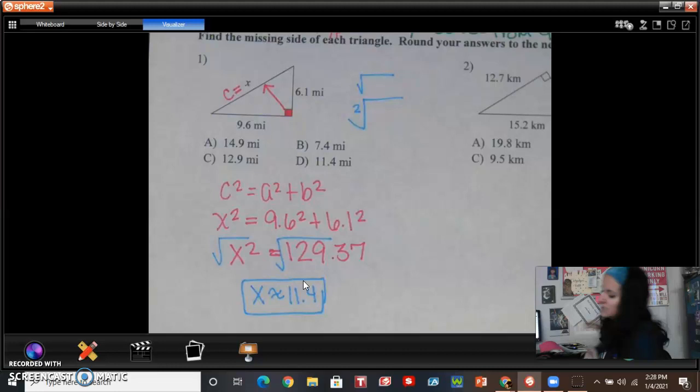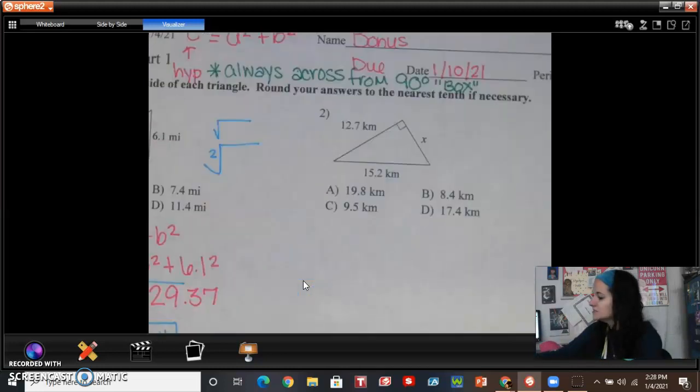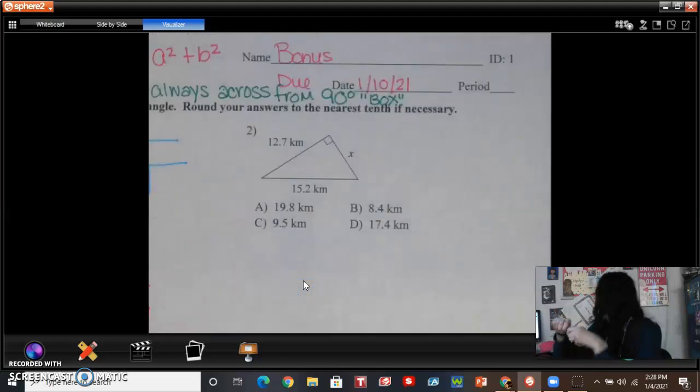Okay, now, one more example. See, on this one here, we were solving for the hypotenuse. We were solving for C. On our next one, it's going to be a little different. So we're looking at number 2.